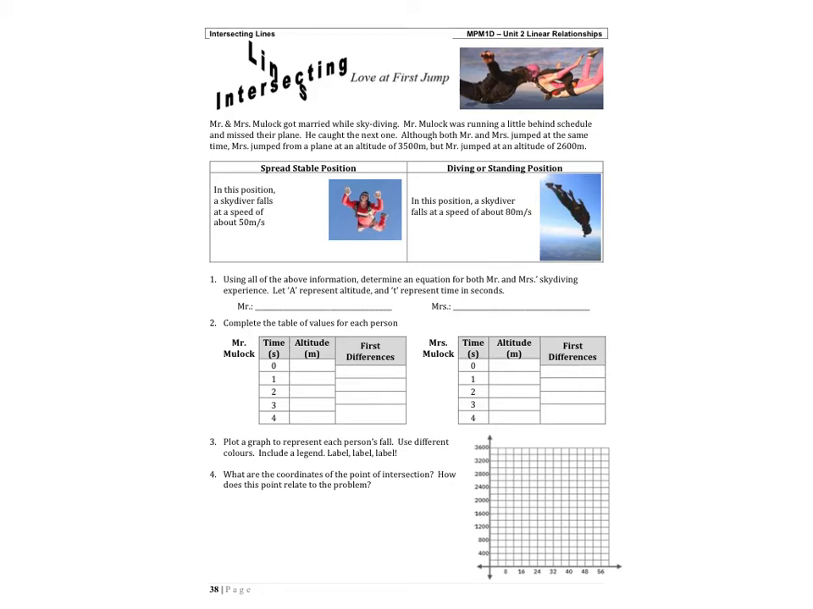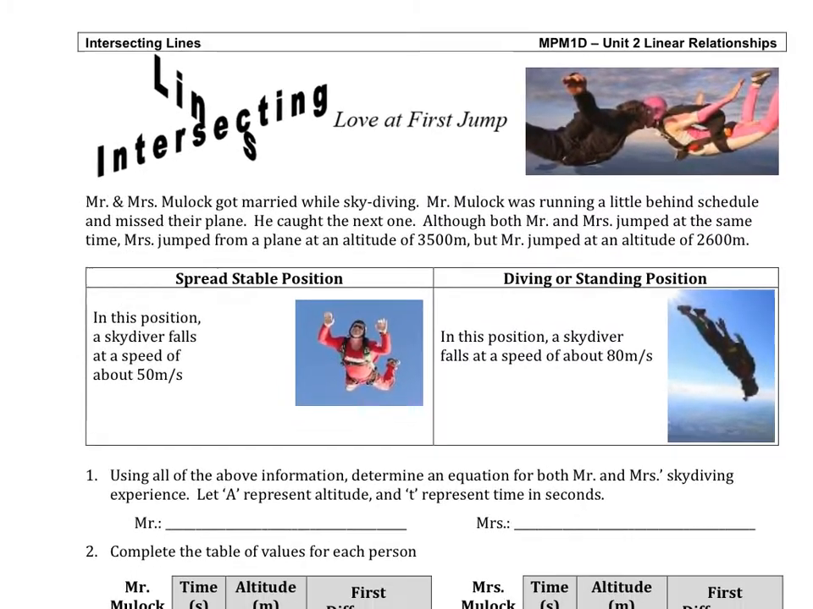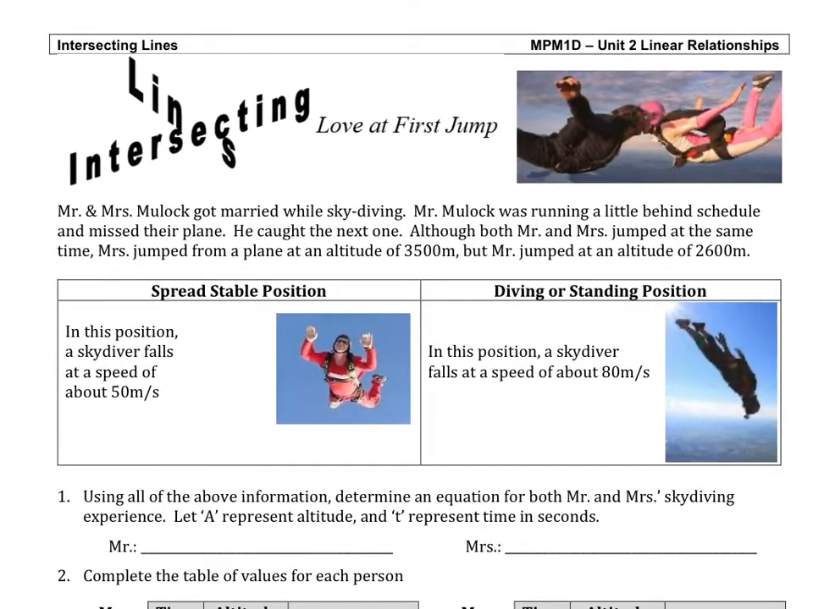Today you're going to be looking at putting more than one relationship on a graph. In this case, it is called Love at First Jump. So Mr. and Mrs. Mulock got married while skydiving. Mr. Mulock was running a little behind schedule and missed their plane. He caught the next one.